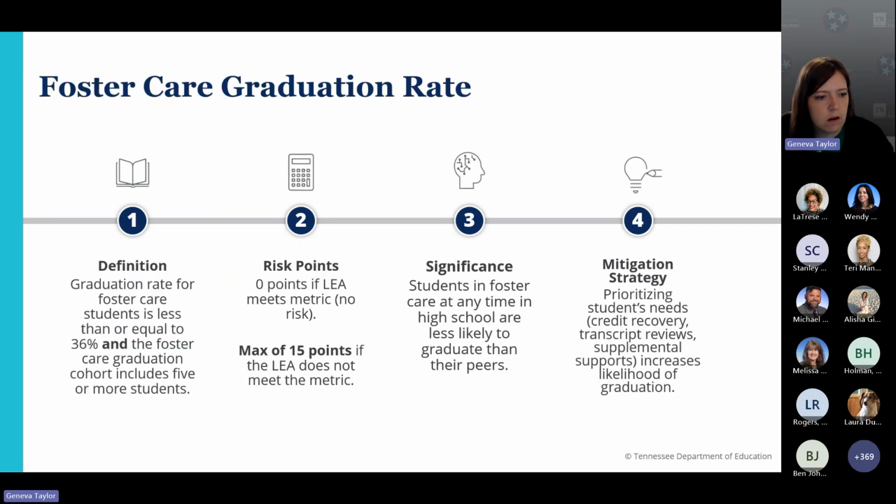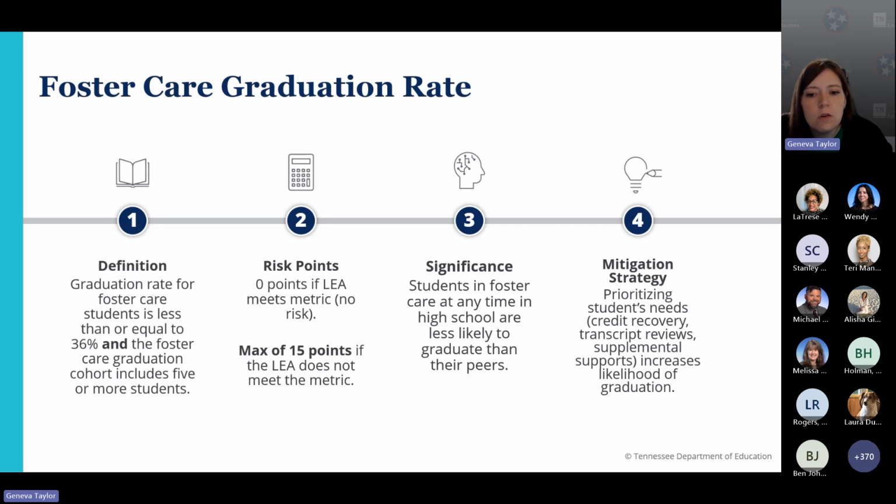For foster care, we're looking for a graduation rate that is less than or equal to 36%, and that you have 5 or more students. If that's the case, that low graduation rate indicates a lot of risk for us. We know that students in foster care, unfortunately, the more often they move from school to school, the less likely they are to graduate, which is absolutely heartbreaking.